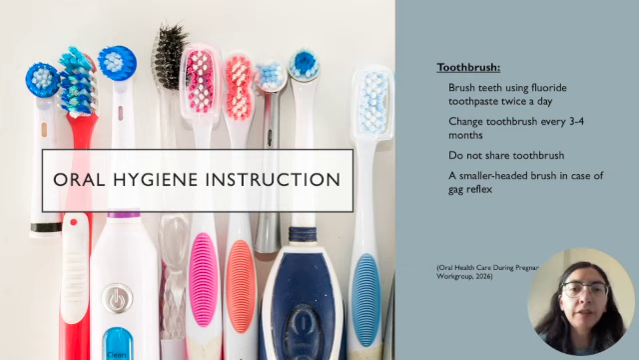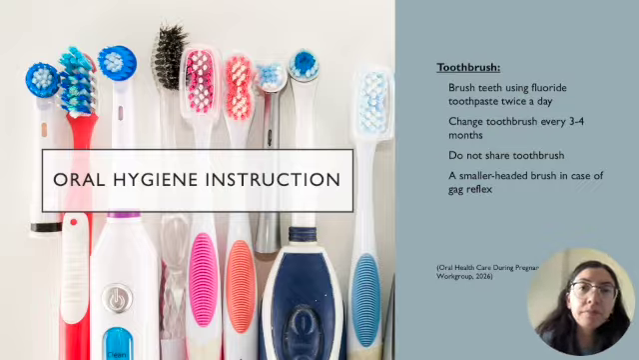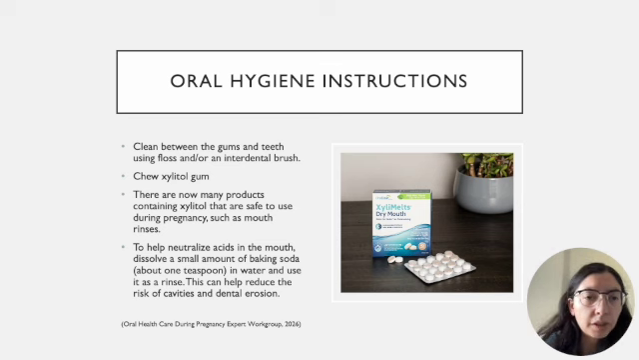Change toothbrush every 3 or 4 months. Do not share a toothbrush, and use a smaller headed brush in case of a gag reflex. We're going to continue with the oral hygiene instructions. So, clean between the gums and teeth using floss or an interdental brush.